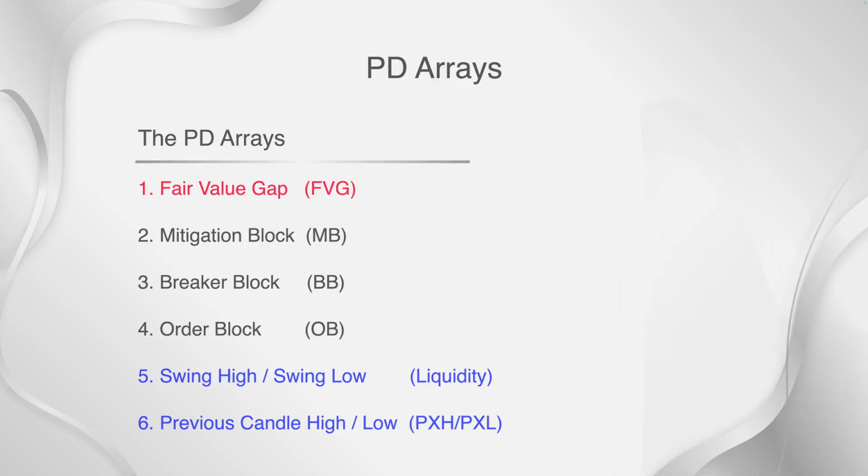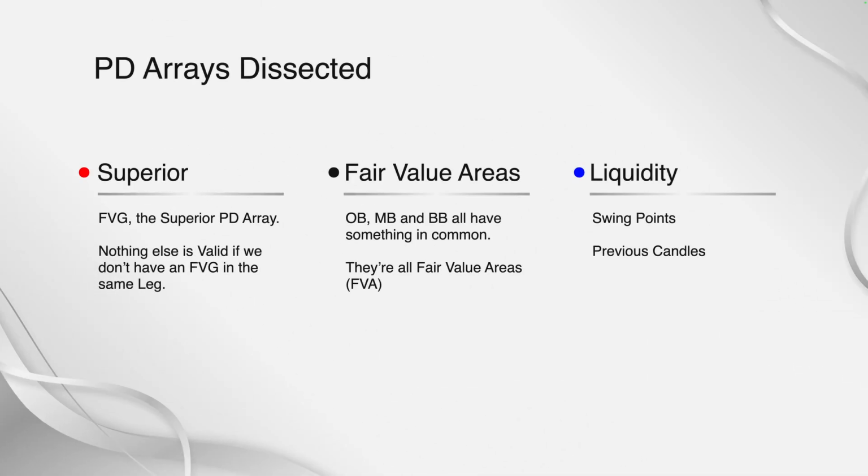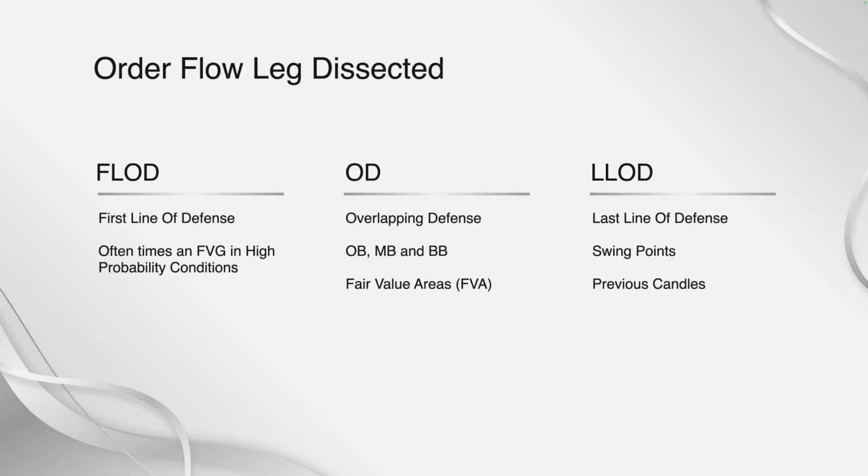And that led to the understanding of the superior, the fair value areas, and the liquidity. So the superior is again the fair value gap, then the fair value area right there is the order block, mitigation block, breaker block, and then the liquidity is swing points and previous candles. So previous candle high, previous candle low. Now, with that understanding, we can move on to the understanding of flood, odd, and lot.